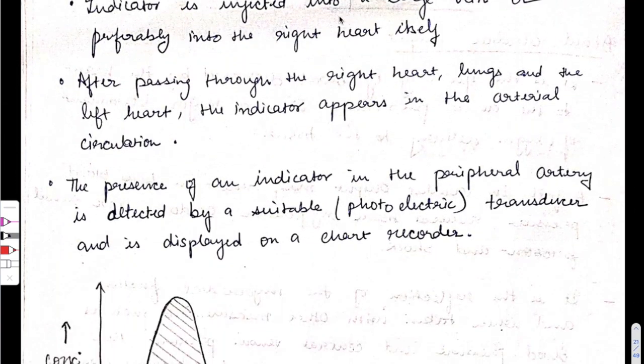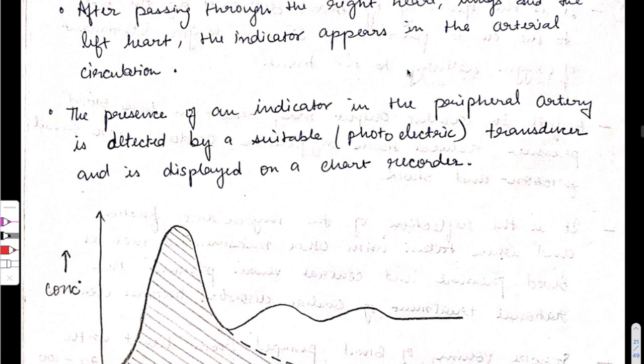The indicator is injected into a large vein, or preferably into the right heart. The right portion of the heart is preferred for the introduction of the indicator to measure cardiac output. After passing through the heart, lungs, and left heart, the indicator appears in the arterial circulation. What does this point mean? This is a very important point.